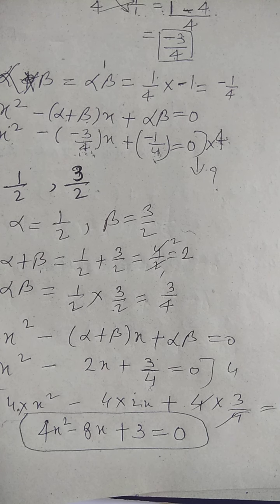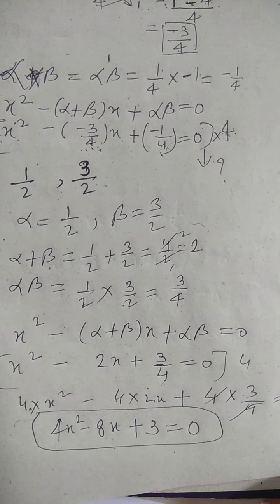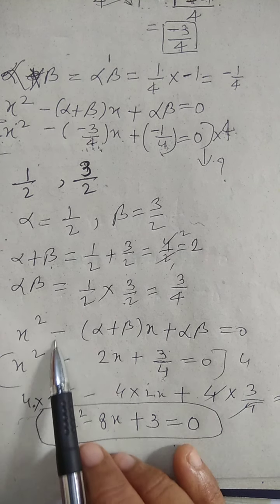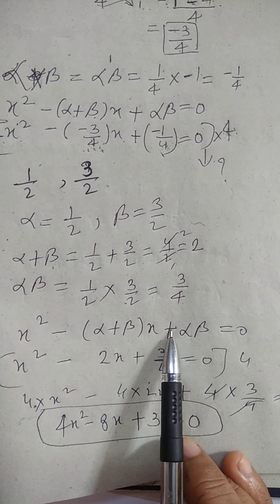First we calculated alpha plus beta, then we calculated alpha into beta, then we substituted in the formula. The formula is x square minus sum of roots into x plus product of roots equal to 0. Remember that the first sign is minus, then it is plus.